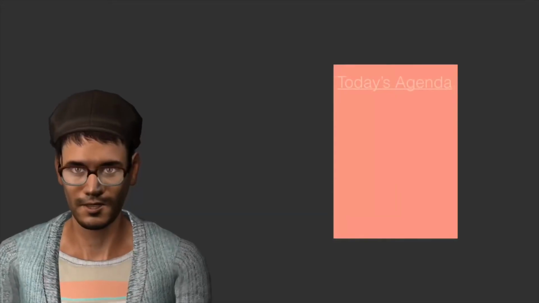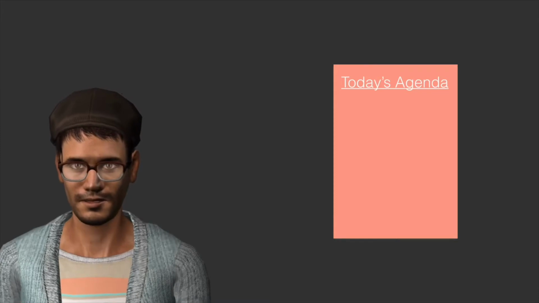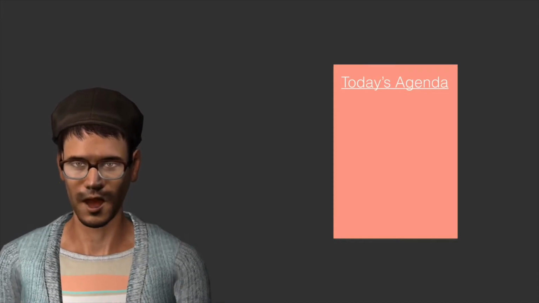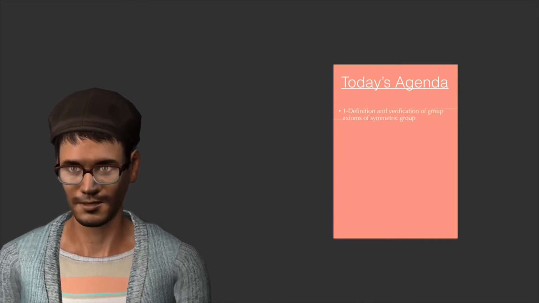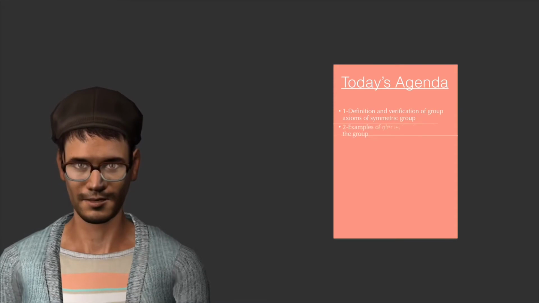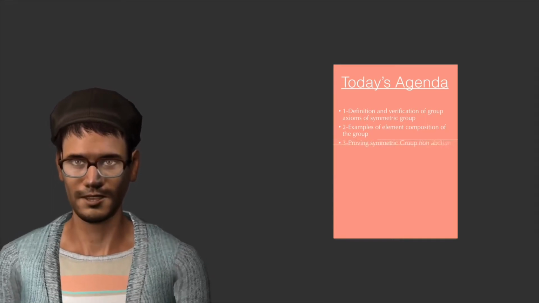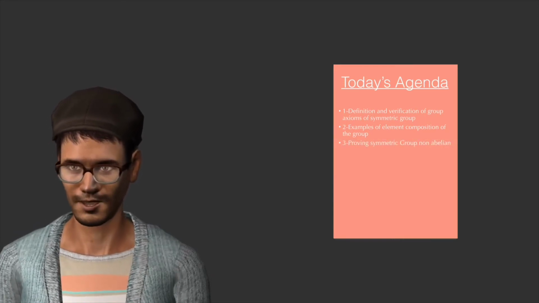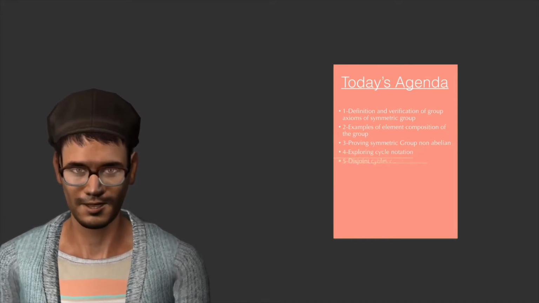So, today's lesson agenda is: first we shall define what the symmetric group is, and we also verify the group axioms for this group. Then we'll see some examples of element composition in the symmetric group. Then we shall prove this symmetric group is non-abelian in general form. We shall understand the cycle notation. Then we shall prove disjoint cycles commute.